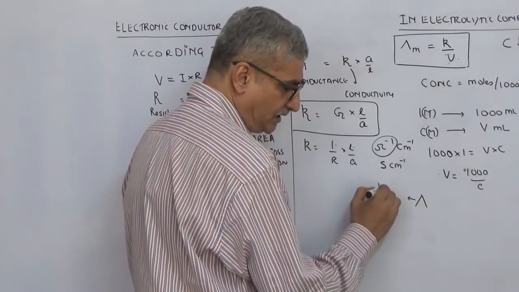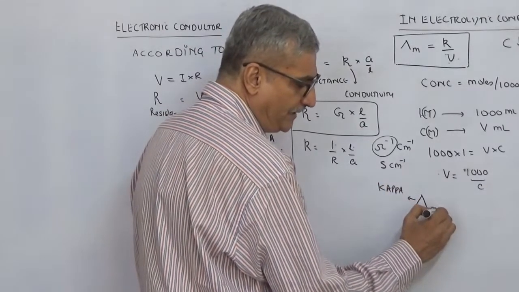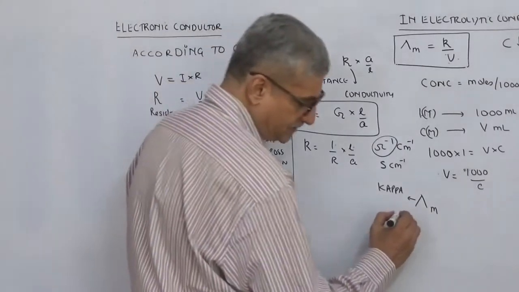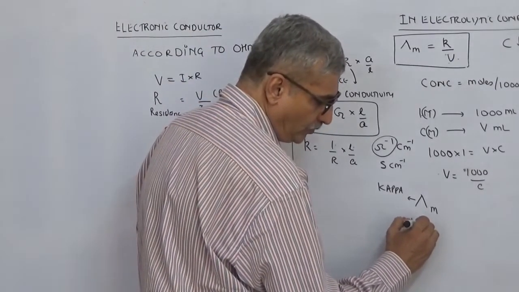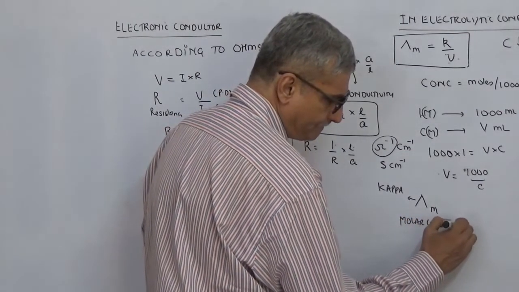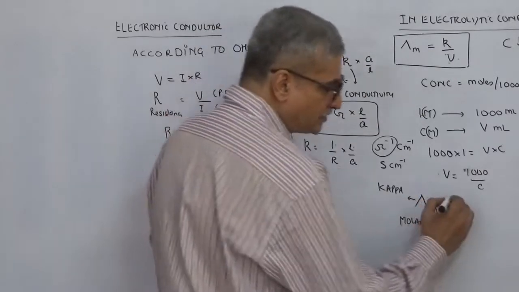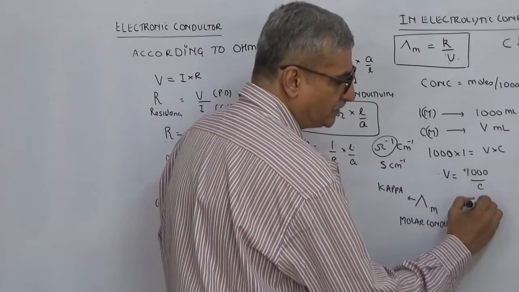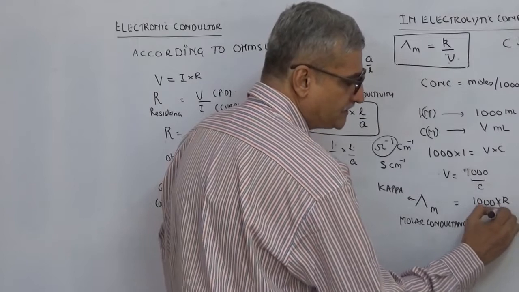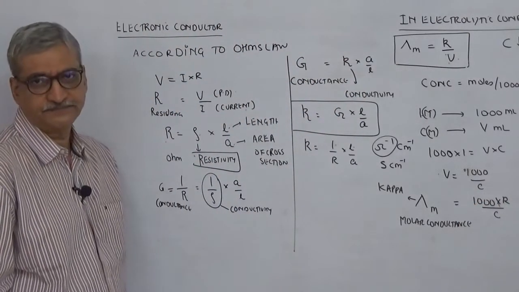So whatever volume you take, now we get a new equation, kappa. This term is called kappa. It is not lambda. Kappa M is what? It is molar conductance. So molar conductance will be equal to what? We substitute 1000 into K by C. 1000 into K by C. Okay.